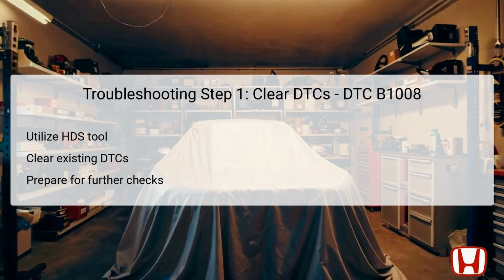The first step in troubleshooting DTC B1008 involves using the Honda Diagnostic System, HDS, tool to clear any existing Diagnostic Trouble Codes, DTCs. Clearing the codes is essential as it resets the vehicle's system so that new data can be collected after this process. Once cleared, the technician can then work to determine if the DTC reoccurs.